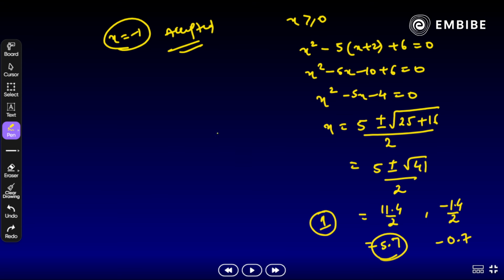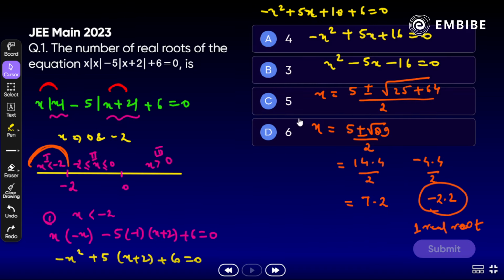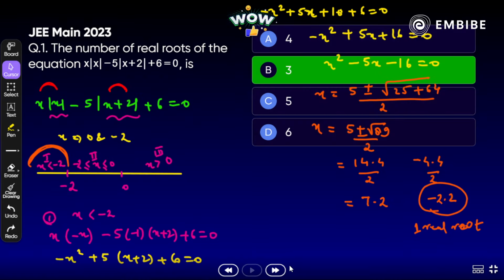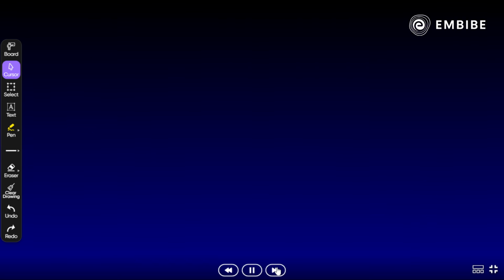So in total, x equal to minus 1 is accepted in the middle region, and in the last one x equal to 1. So in total we have 3 real roots. Yes, 3 is the right answer. Clear? Exactly. Let me do the next part.